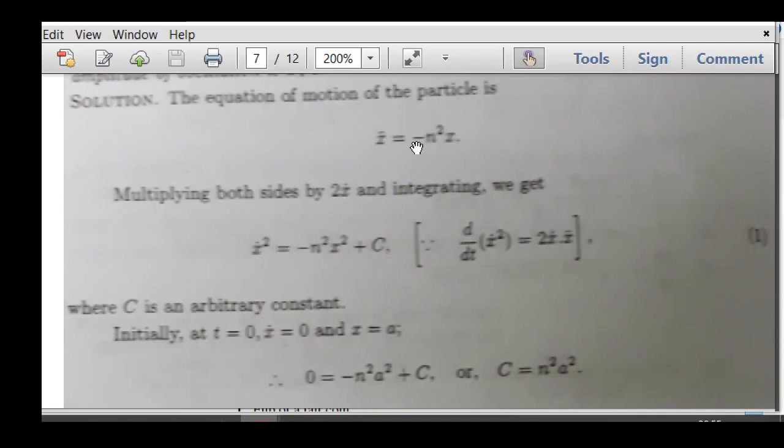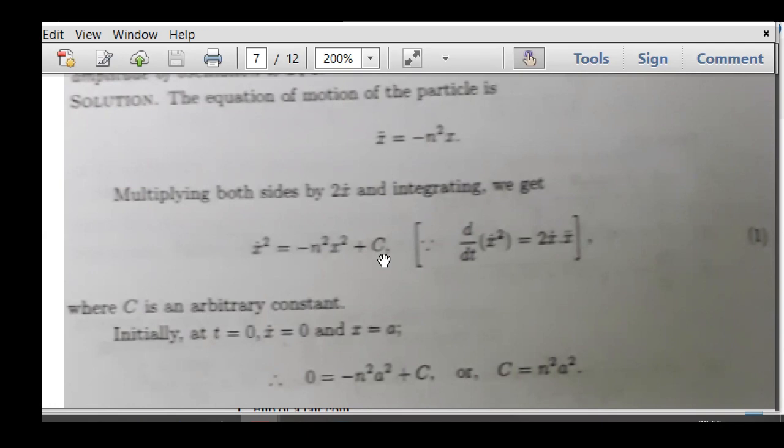Whenever it is said that it suddenly receives a velocity, the acceleration is not changing. The acceleration is still under the attractive force, that means it's still under this law of force. So its equation of motion will remain this only. If you solve it again, you will get this thing only, but here I will write c dash. Why c dash? Because exactly the same arbitrary constant may not come; some other arbitrary constant will come.